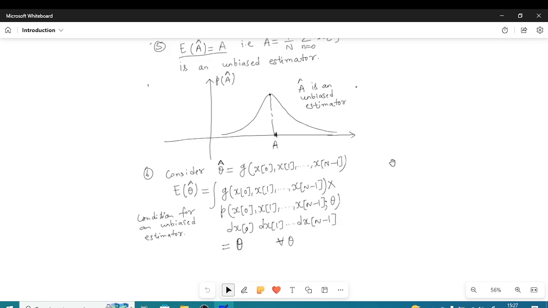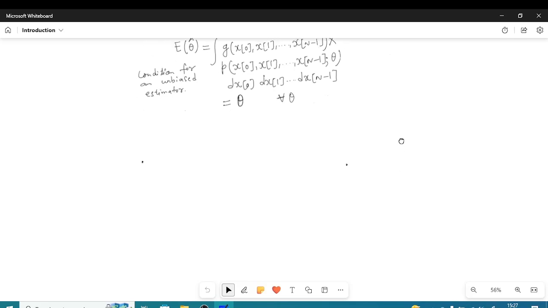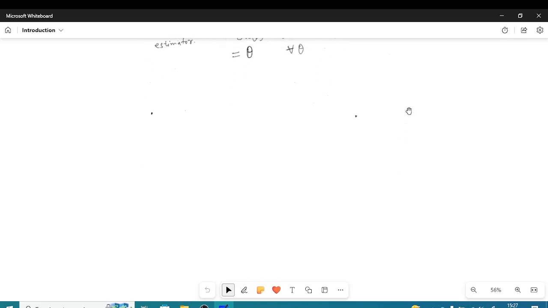So now let's take another example. Okay, example 2. Let's take an example of a biased estimator. Remember, earlier we discussed an unbiased estimator. Now we are going to discuss an example for a biased estimator. So let's take the same data model.